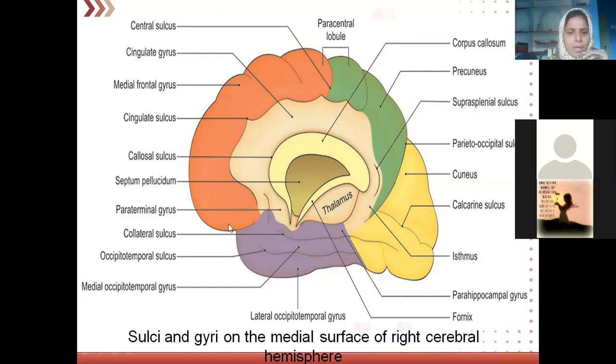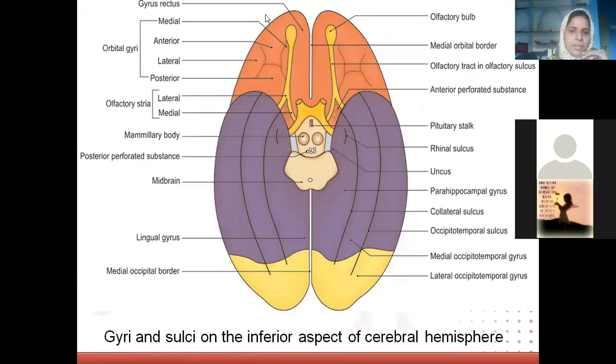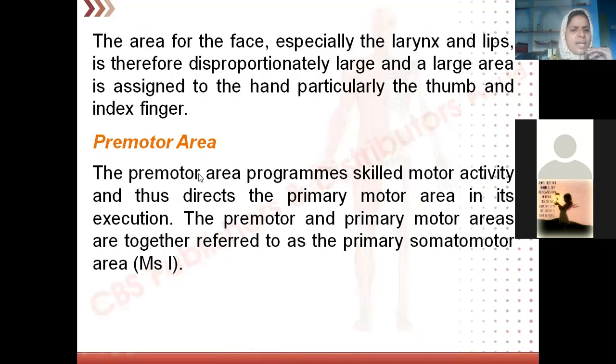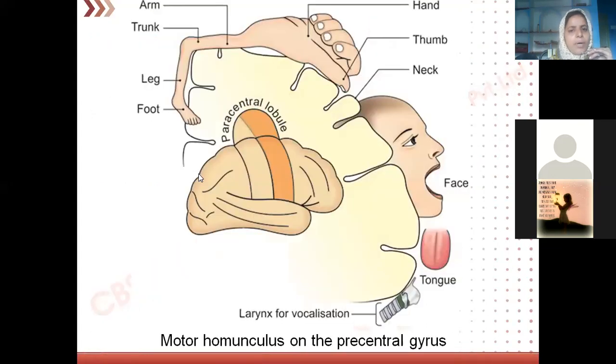So, this is the medial surface. This is the inferior surface. Functional or cortical areas, we have the motor area. All these I have discussed, beta. This PowerPoint I'll share with you. What is this? Motor homunculus. Depending upon sensory and motor, both will be there. For now, this is motor. The body's representation is upside down. Face representation is quite bigger.